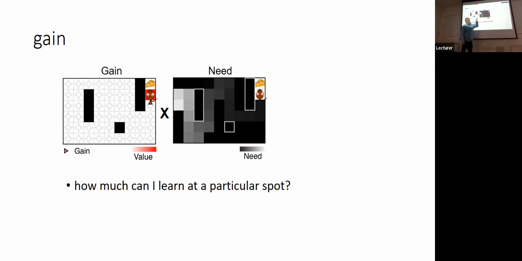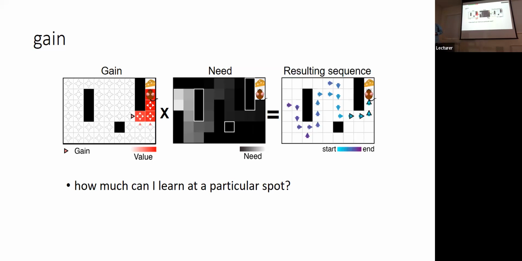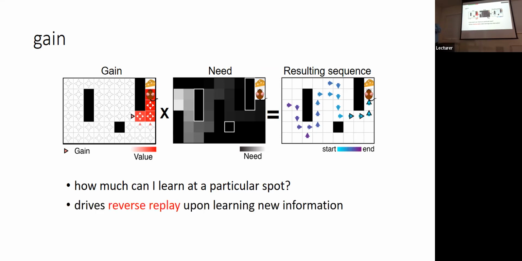to here, I can learn that this place also has value. And if I replay again, I can learn that the place behind me has value, and so on. So gain produces these backward chains, each one setting up the circumstance for the next. So it's to spread value along paths you could have taken. And it's, again, the balance between these two things that drives forward and reverse replay in the model.